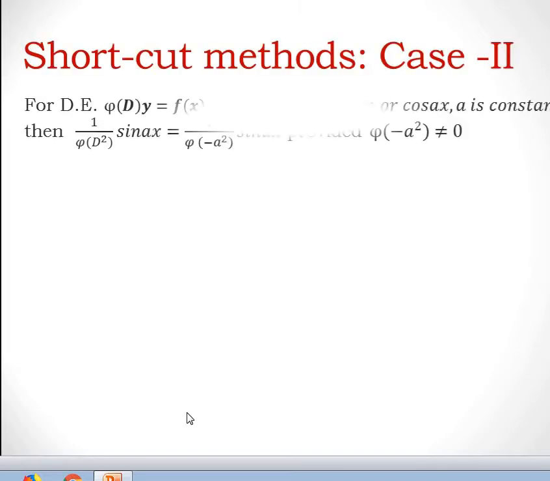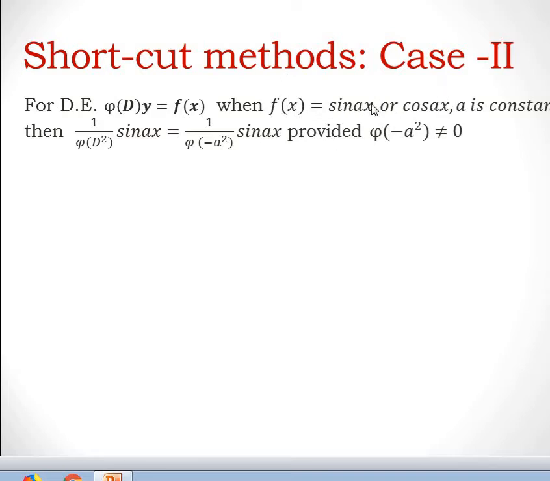Today I will discuss the shortcut method, case second. Case second is for the differential equation phi of D y is equal to f of x, when f of x equals sin of ax or cos of ax.